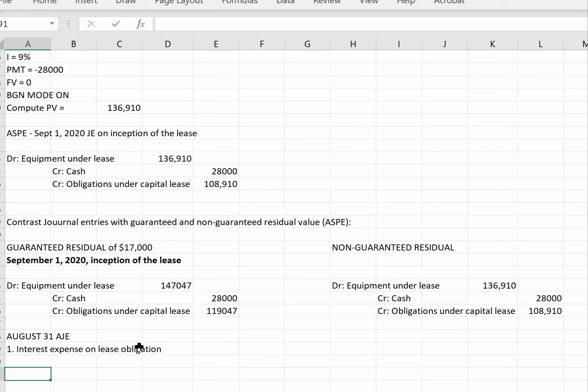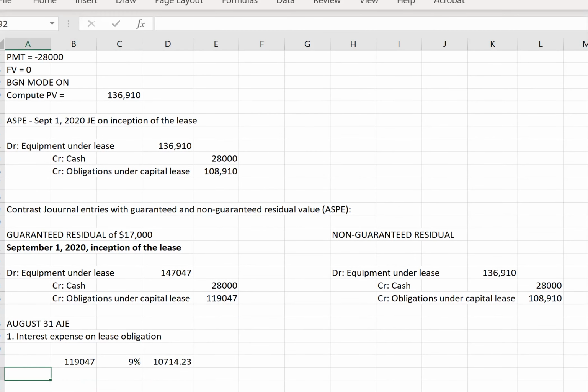So what we're going to do is take the lease obligation, which is this amount, the obligation under capital lease. We know that the interest rate is 9%, which we were given in the question. So that means we're going to have an annual rate of this amount times 9%, which is going to give me 10,714. And same thing here. So let's do the same calculation over here at the same time.